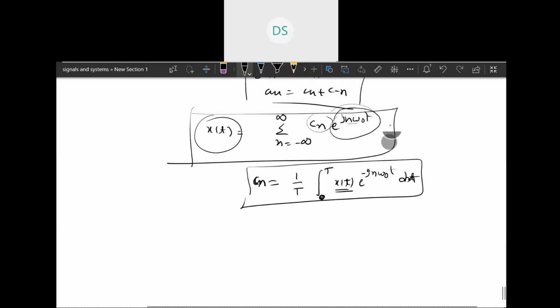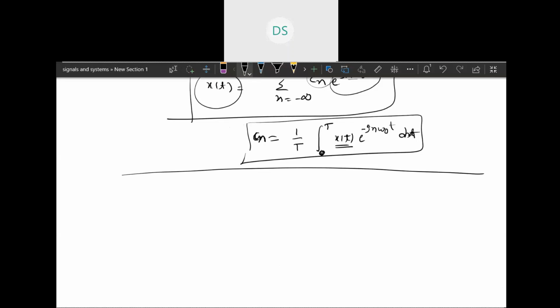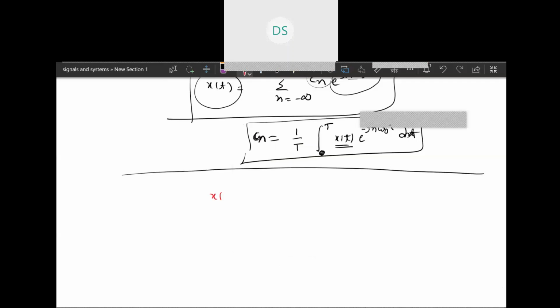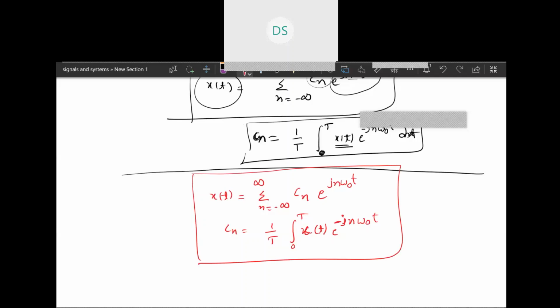After this I am simplifying and writing the expression once again for all of you. x of t is equal to sigma n is equal to minus infinity to infinity Cn into e power jn omega naught t, where Cn is equal to 1 upon t, 0 to t, x of t into the conjugate of this one, e power minus jn omega naught t. So this is your exponential Fourier series.